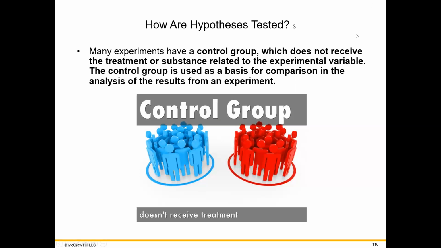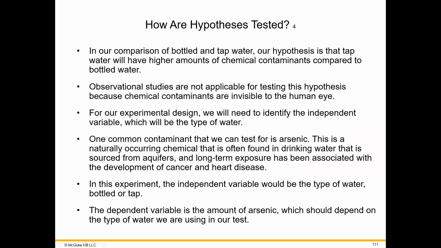And this is used as a basis for comparison in the analysis of results from an experiment. So let's go back to our bottled versus tap water experiment. Our hypothesis right now is that tap water has higher amounts of contaminants compared to bottled water. Now, an observational study would not work for this, because the hypothesis is asking for chemical contaminants, which are usually invisible to the human eye.